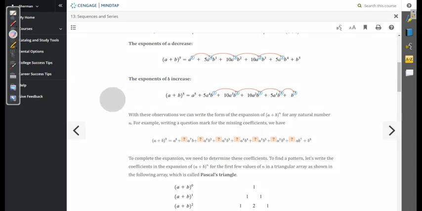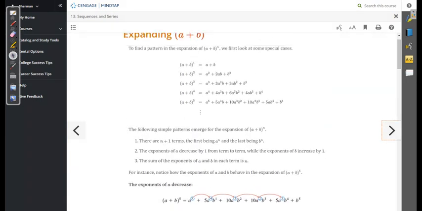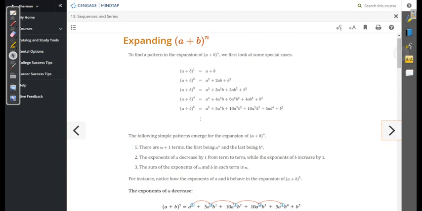With these observations, we can write the form of the expansion of a plus b raised to the nth power for any natural number n. For example, writing a question mark for the missing coefficients we have. Okay. All right. So what we're getting at here is looking at the first 5 here. It actually, in hindsight, might have been better if I did snip this. All right. But anyways, looking at those first 5 that we see.